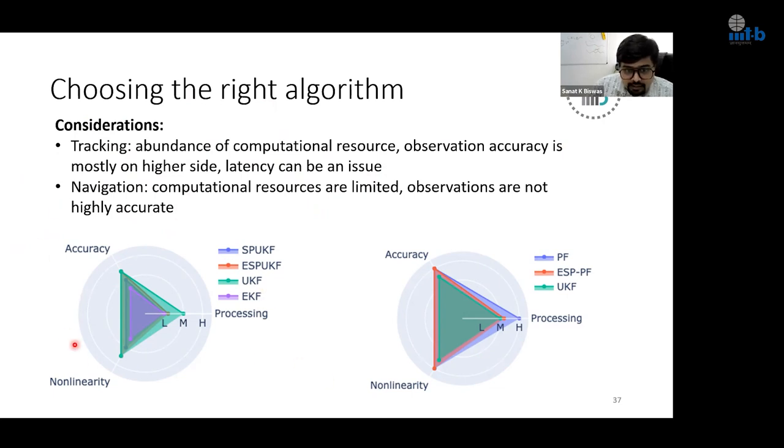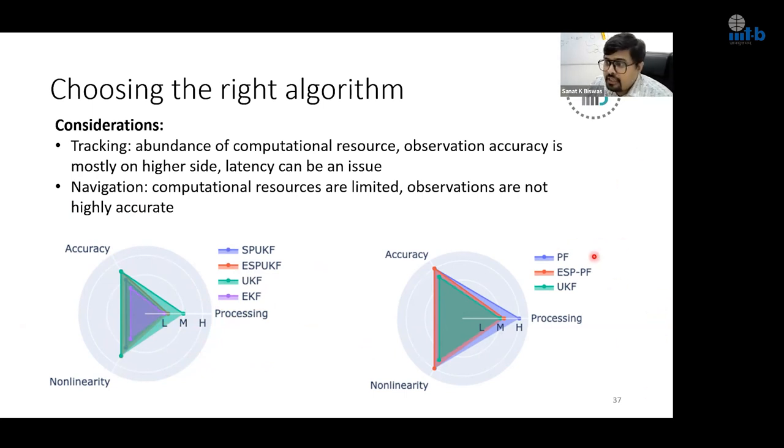So now let us look at this chart, where we have three different axes. One is the processing: low, medium, high. One is the nonlinearity, again low, medium, high, and the accuracy: low, medium, high. If you look at the extended Kalman filter, accuracy is low. What you can find out is that it can handle moderate nonlinearity. However, your processing time is low as well, right? But for the UKF and other variants, for the UKF your processing time is higher. It can handle higher nonlinearity. It gives you better accuracy, but the only thing is that your processing is high. SPUKF and USPUKF, if you look at it, can handle higher nonlinearity, accuracy is high, but processing time is lower, right? So from this chart, I think you can try to select, based on your problem, which one to use.